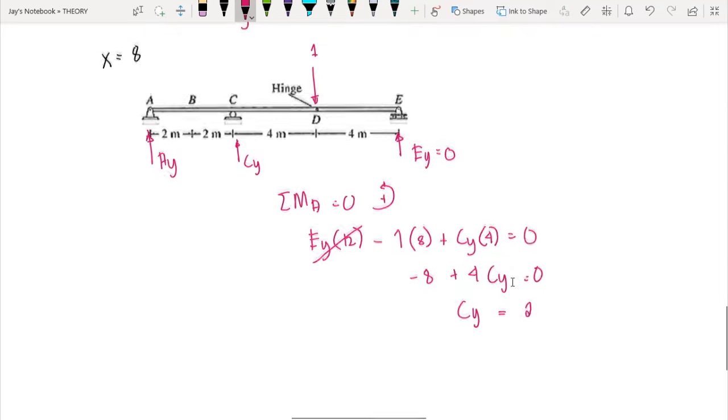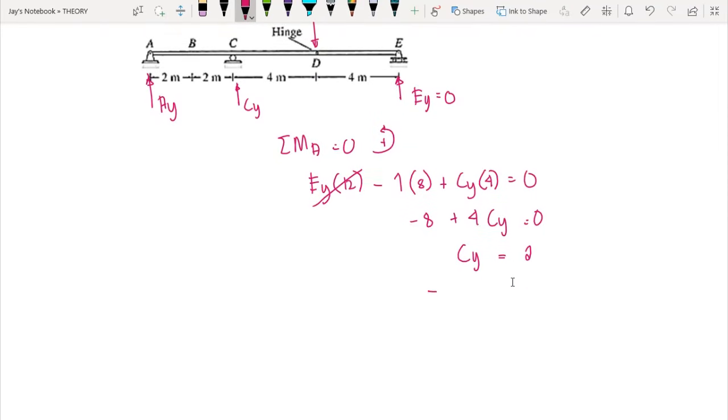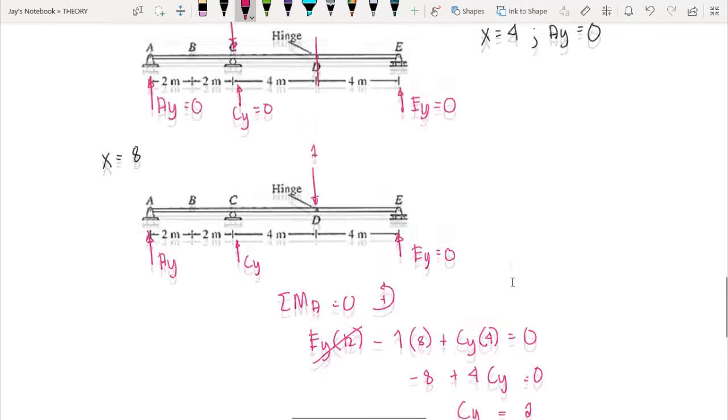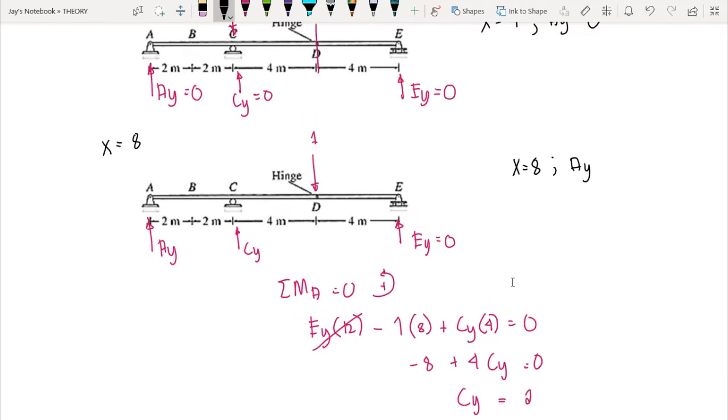But we compute for AY here by summing up forces. Vertical is equal to 0, upward forces are positive, so we have AY plus CY plus EY minus 1 is equal to 0. So we have AY here plus 2 plus 0 minus 1 is equal to 0. So therefore AY is equal to negative 1. So therefore when x is equal to 8, AY here is equal to negative 1.